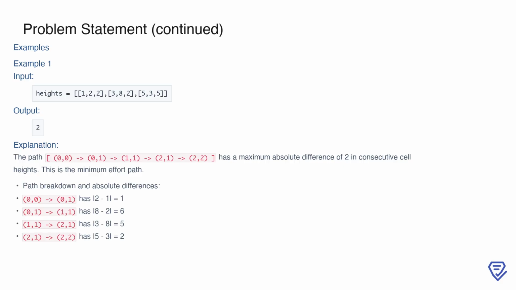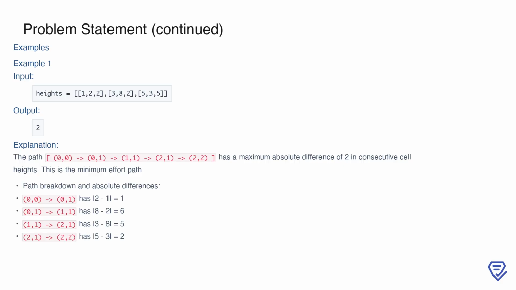Given the input grid heights equals [[1,2,2],[3,8,2],[5,3,5]], the output is 2. Here's why: the path (0,0) to (0,1) to (1,1) to (2,1) to (2,2) has a maximum absolute height difference of 2.